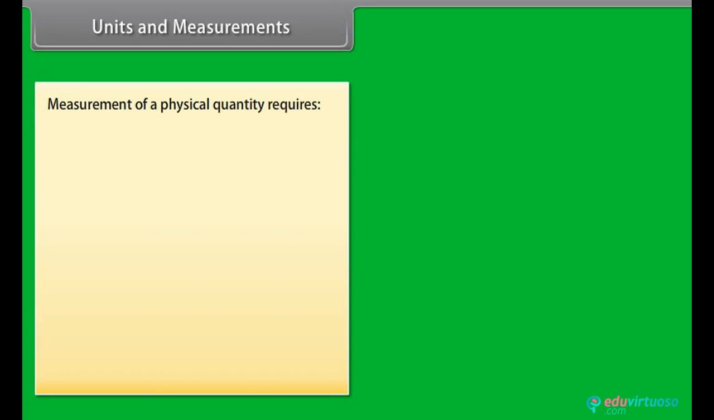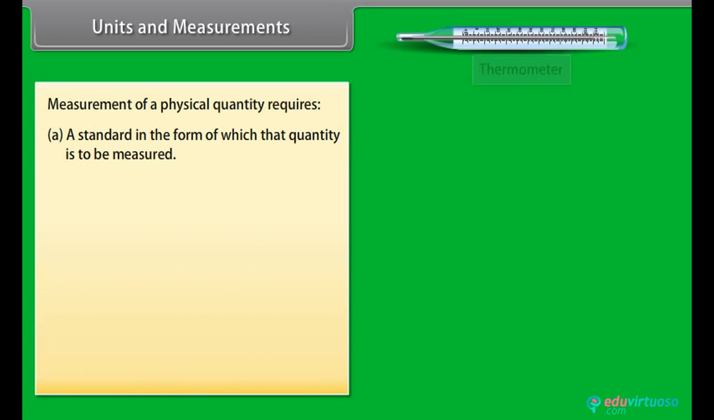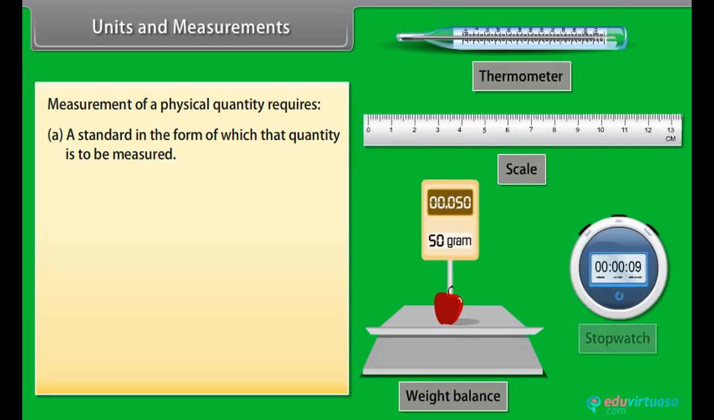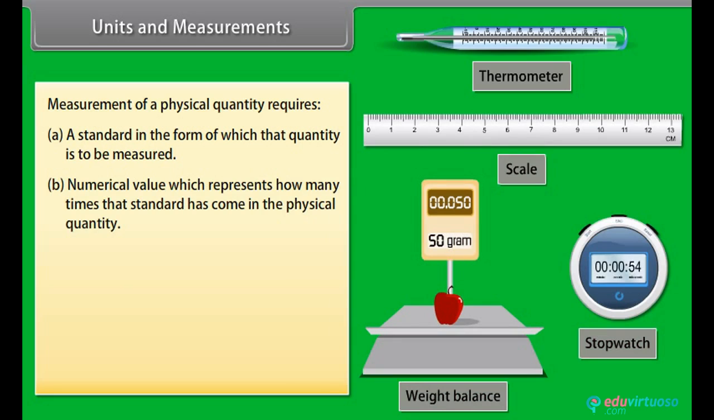Units and measurements. Measurement plays a very vital role in the study of physics. Measurement of a physical quantity requires: A, a standard in the form of which that quantity is to be measured. B, a numerical value which represents how many times that standard has come in the physical quantity.